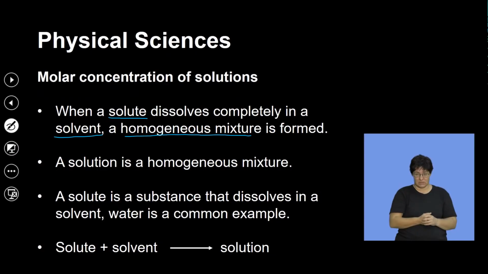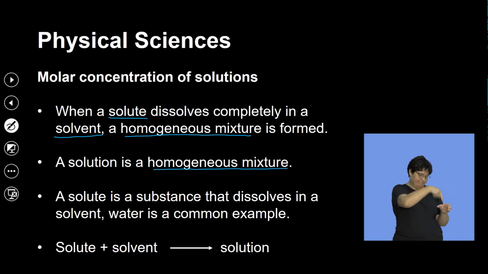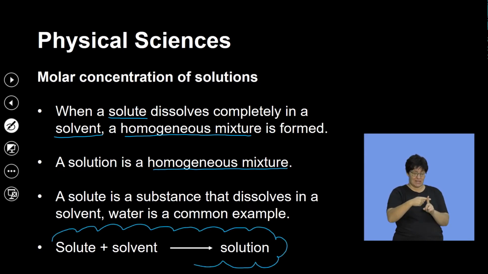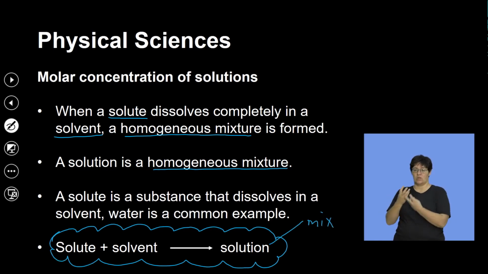Okay, but remember, a homogeneous mixture is formed. So a solution is a mixture; it's not a new substance. So a solution is a homogeneous mixture. That's the main point that we want to drive home. And then also, a solute is a substance that dissolves in a solvent. Water is the most common one. So in any case, when you have a solute and a solvent together, you form a homogeneous mixture. So that's the mixture that is formed, okay? We refer to this mixture as a solution, all right?